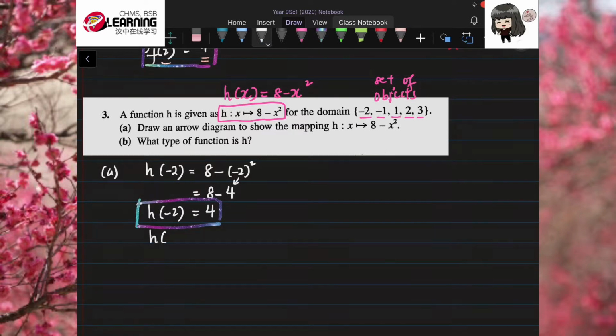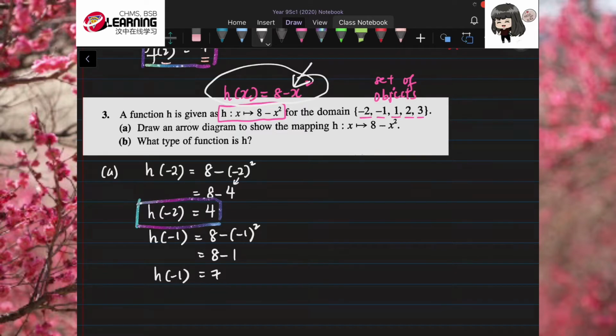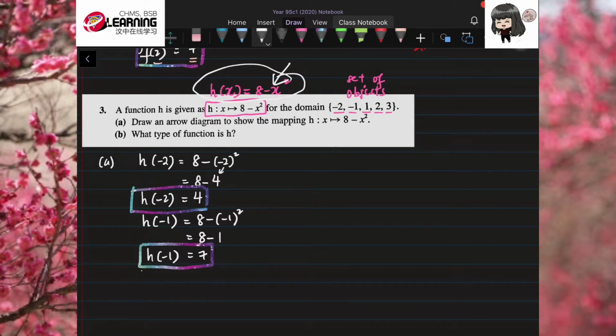We sub in another one. So h of -1, 8 minus (-1) squared. Please take note that we are sub into this function here, 8 minus x squared. So it becomes 8 minus 1, which is 7. So h of -1 is 7. Then h of 1, 8 minus 1 squared, equals 8 minus 1, which is 7. Also a 7. h of 1 is also 7.